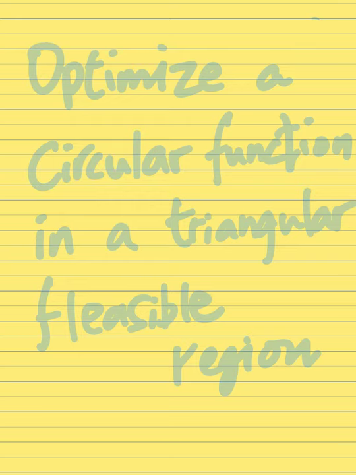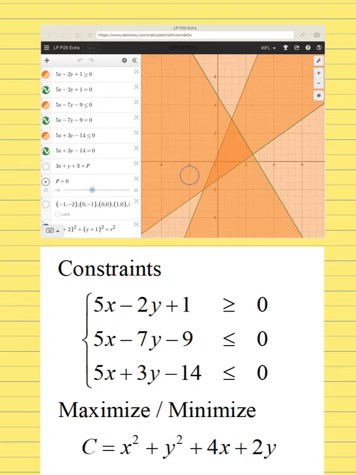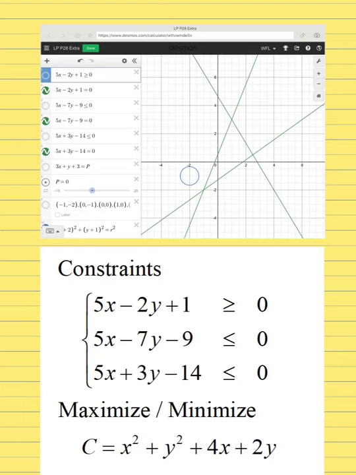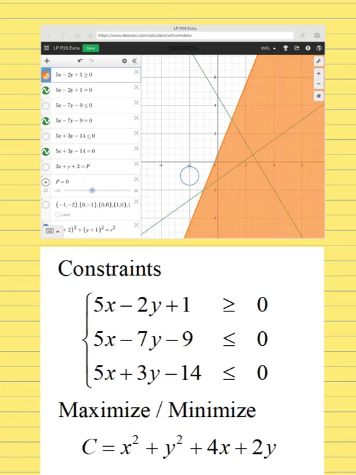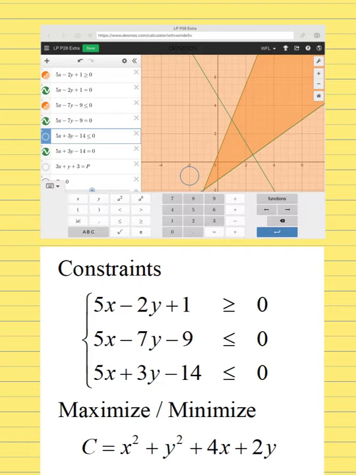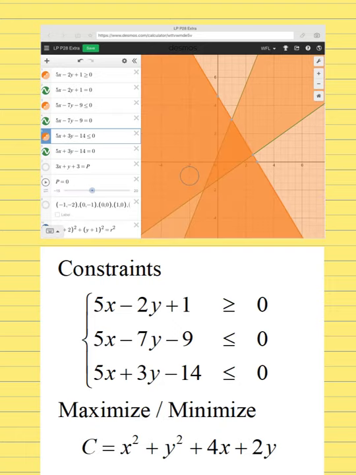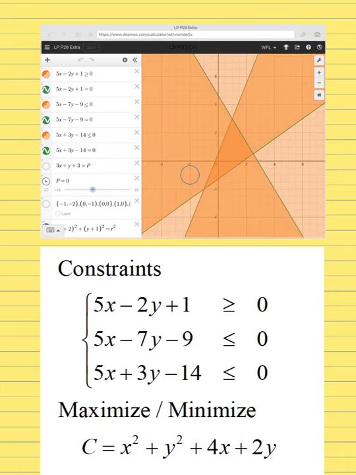In this video, I'm going to finish a question set in a previous video. In this question, the three constraints are 5x minus 2y plus 1 greater than or equal to 0, 5x minus 7y minus 9 less than or equal to 0, and 5x plus 3y minus 14 less than or equal to 0. Altogether, they form a triangular region, that is, a triangle and its interior.